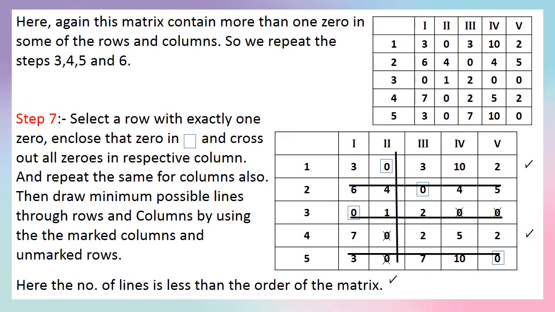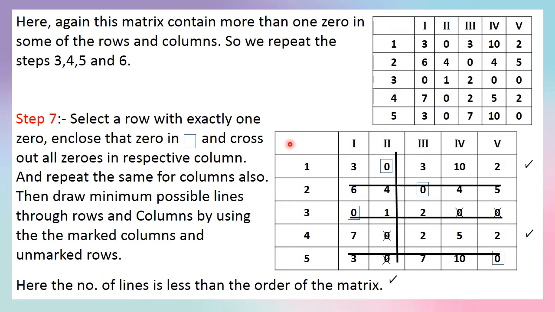Again, the new matrix contains more than one 0 in some of the rows and columns. You can observe that here the third row contains more than one 0, and the second column also. So we have to repeat steps 3, 4, 5 and 6. Now step 7: select a row with exactly one 0. The same step we have to follow.